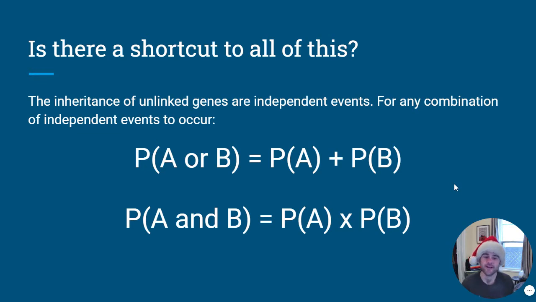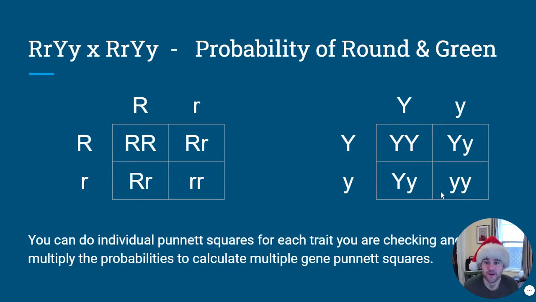Now, is there a shortcut to all this? Because I'm sure you're imagining, I don't want to do that now with 3 or 5 or 6, or even that takes a long time. Well, let's think about statistics here. So the inheritance of unlinked genes are independent events. Statistics tells us that the probability of A or B happening is the probability of A plus the probability of B. If we want to know the probability of A and B, it's the probability of A times the probability of B. So if we figure out the probability that it's round and the probability that it's green, we can just multiply those. So let's see how that works.